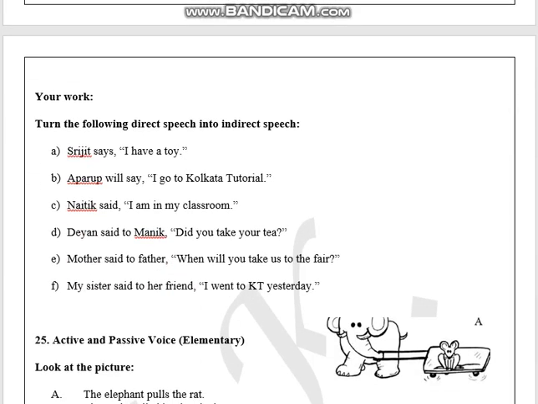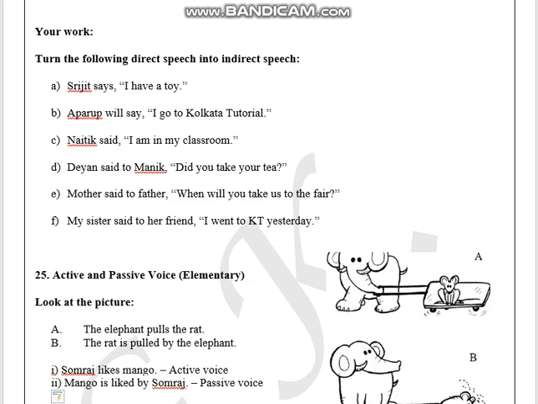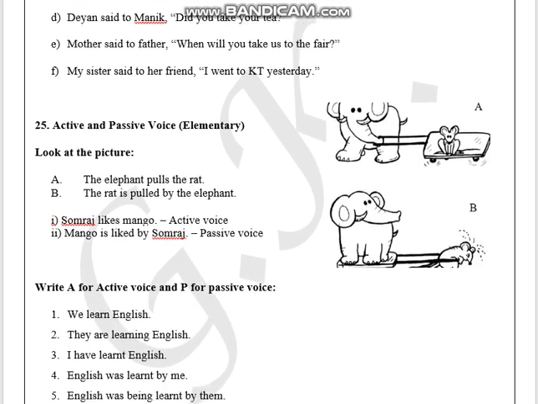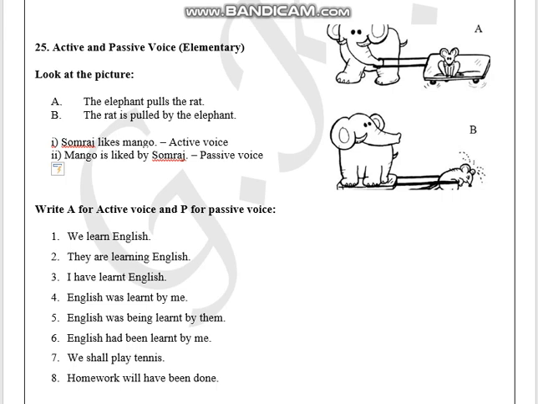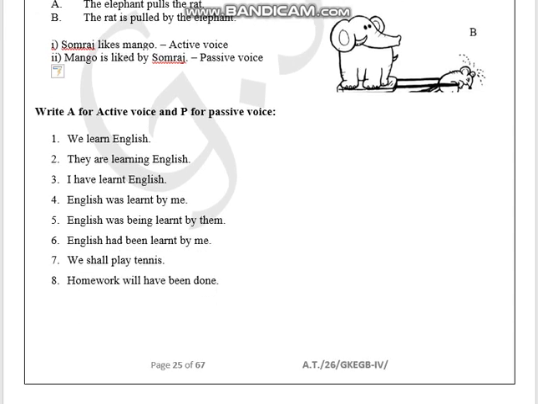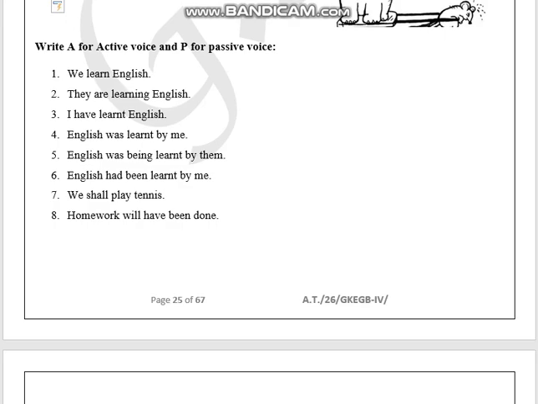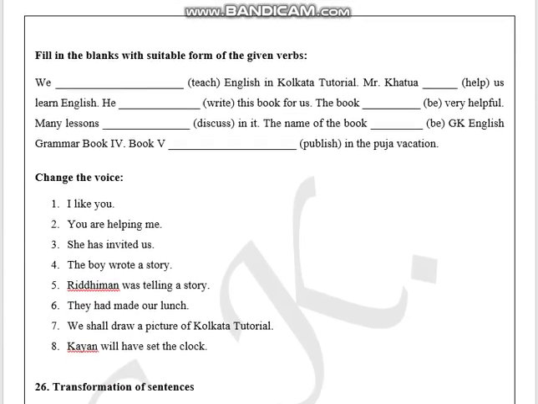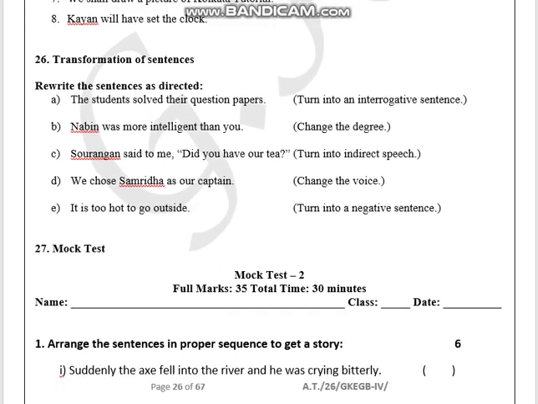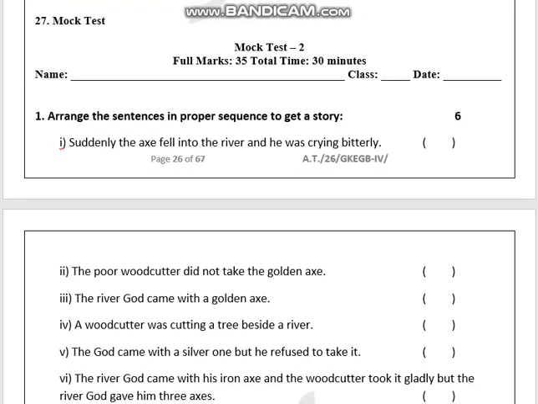Direct and indirect speech. Your work, that is exercise. How to learn active and passive voice. In this picture it is written here. After this, your work, they will write A and P, A for active voice, P for passive voice. Change the voice, transformation. Then mock test 2.